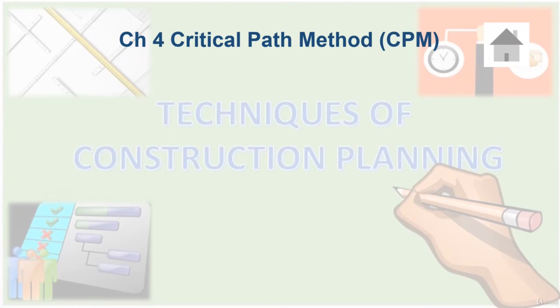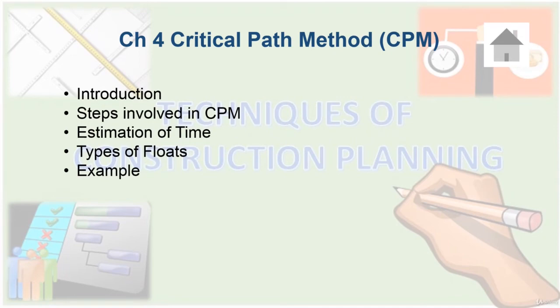Chapter number 4 is Critical Path Method. In this chapter, we will learn what is critical path method, what are the different steps involved in this method, how to estimate a time for the event and activity, what is float. Float is one of the most important sections of this critical path method, and here we will take one example so that you can better understand this topic.